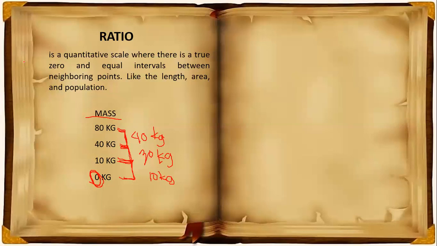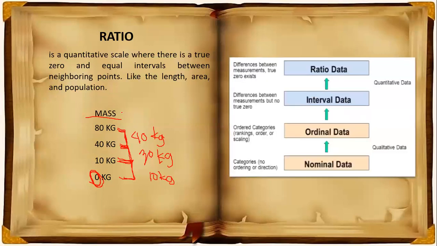Okay, now. Next is sa ratio, napakita na ang zero. Dili parehas sa interval nga wala napakita ang figure sa zero. Okay? Now, to summarize the four types of measurement scales, let's recall the nominal data. So nominal data, muna akong giingon nga gi-categorize siya. Okay?